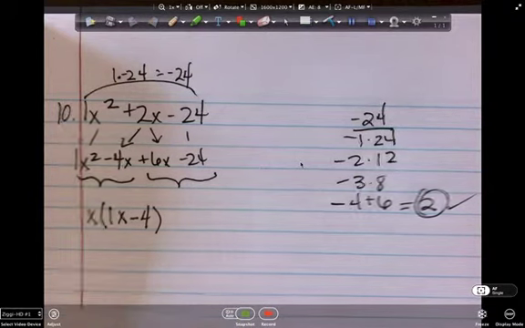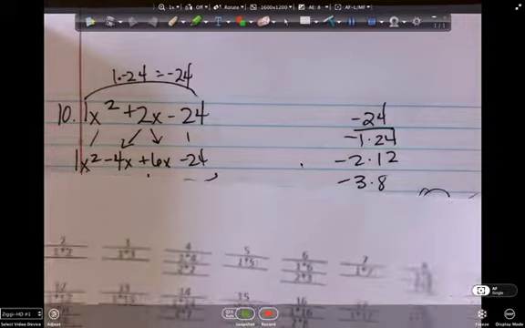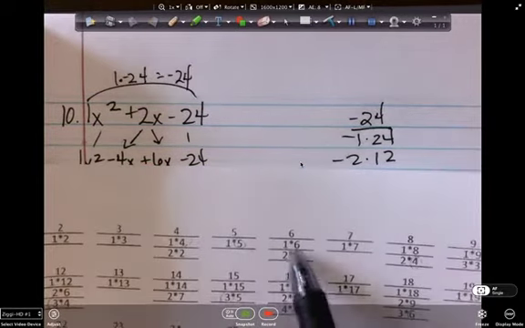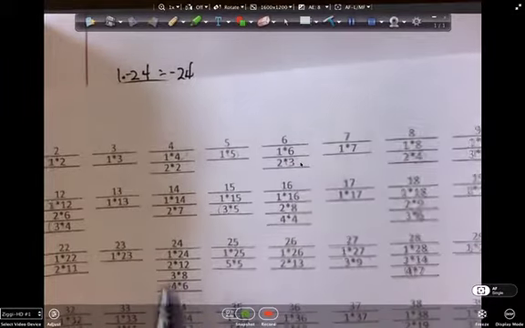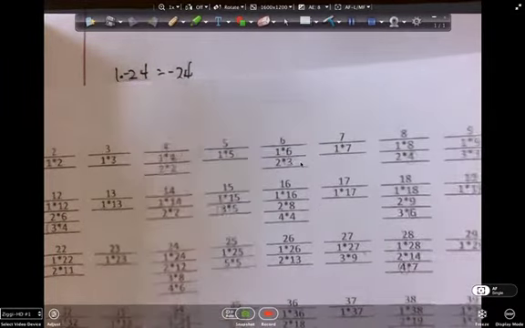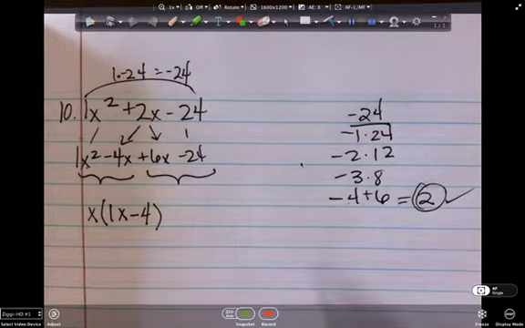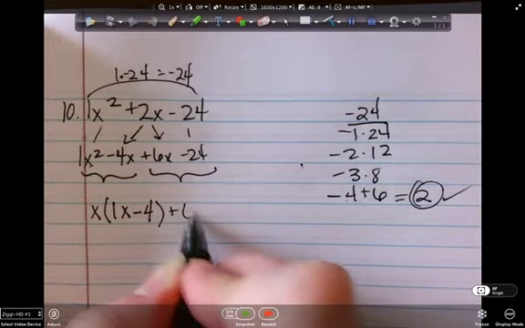6x minus 24, so I'm going to look again at my factor sheet and find my common term between 6. I have 1 and 6, 2 and 3. 24 has a factor of 6 as well down here, so that means that 6 is going to be my greatest common factor. I can go ahead and pull it out. So I'm going to say plus 6.